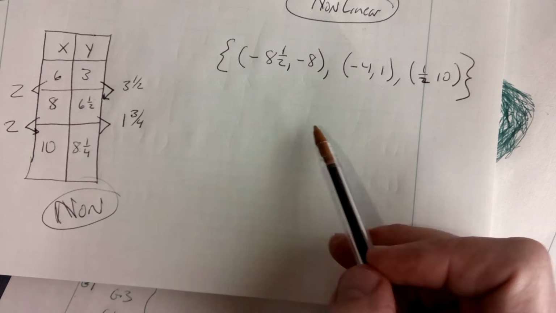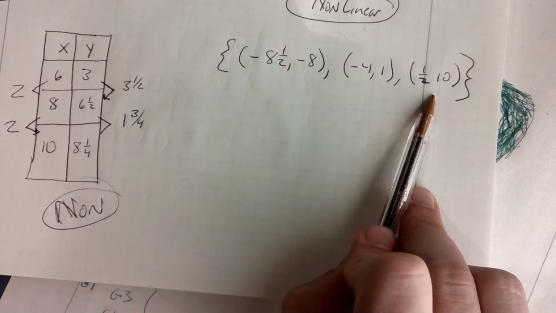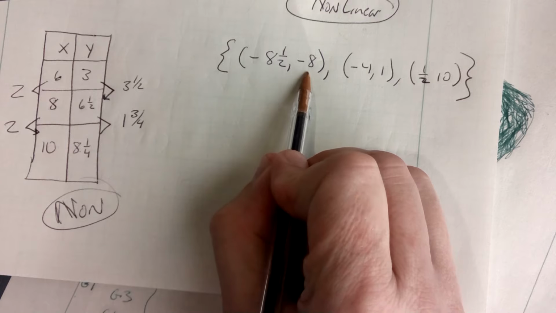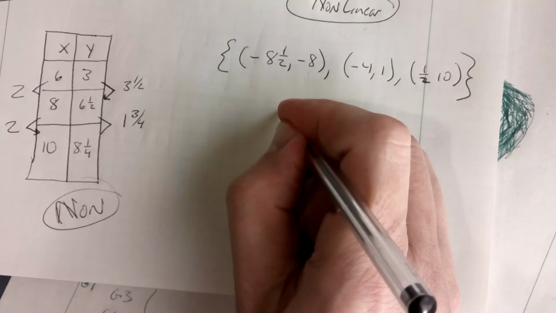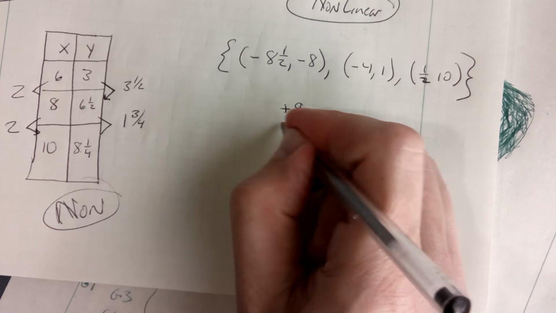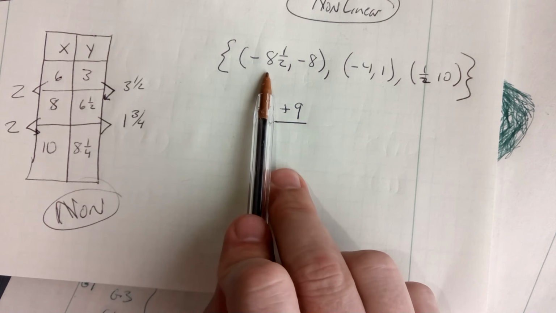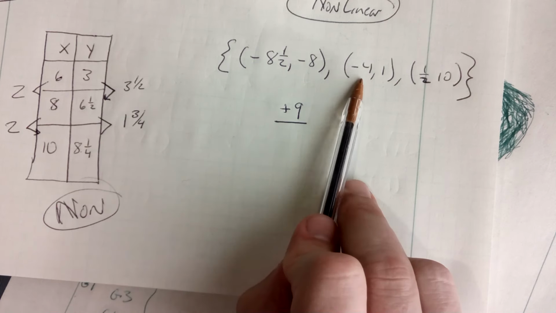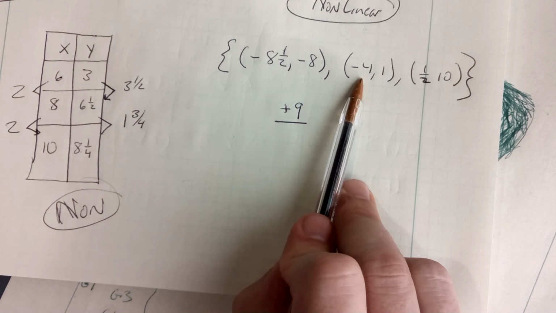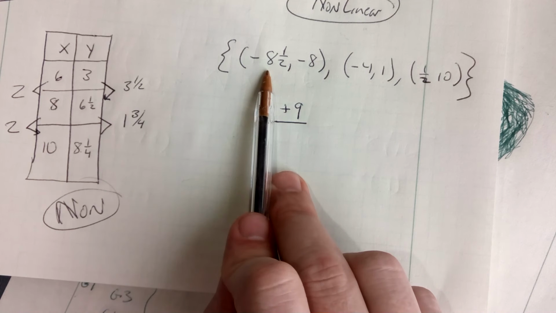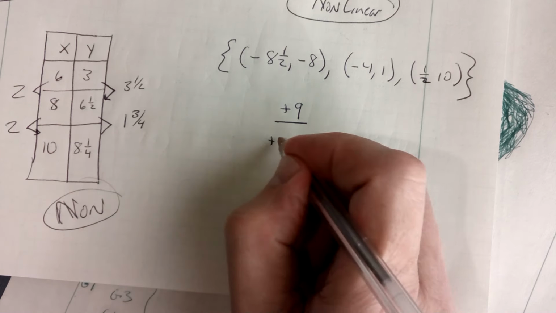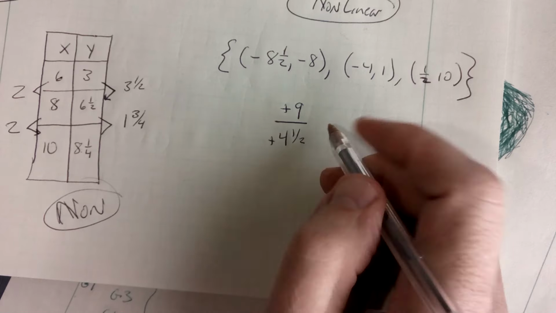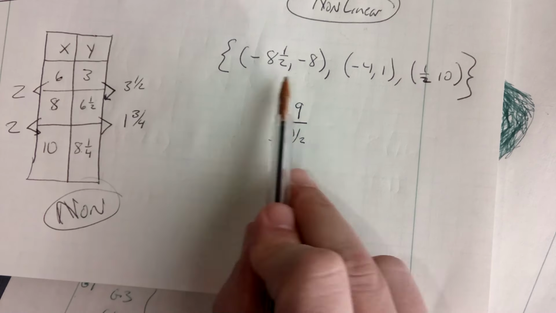But now here, let's look at this one. Again, to go from -8 to +1, that's an increase of 9. Over. To go from -8 1/2 to -4, well, if I add 4, that gets me to -4.5. So I got to add 4.5. So I'm going to add 4 1/2. So there's my change in y over my change in x.